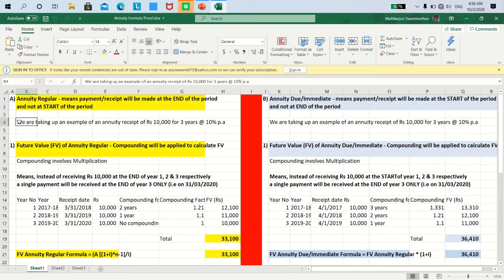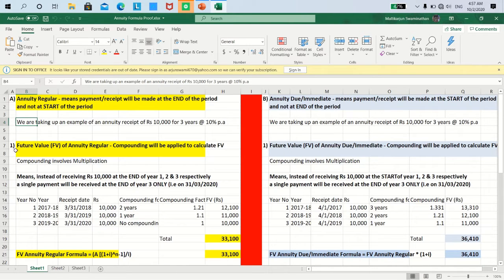Though I have not written it here on the Excel sheet, please understand that this example is calculated assuming that the compounding happens on an annual frequency, okay? Because you have to remember that in case the compounding frequency is going to be less than annual, then automatically we have to change the percentage and the number of compoundings as well, which has already been taught to you, okay?